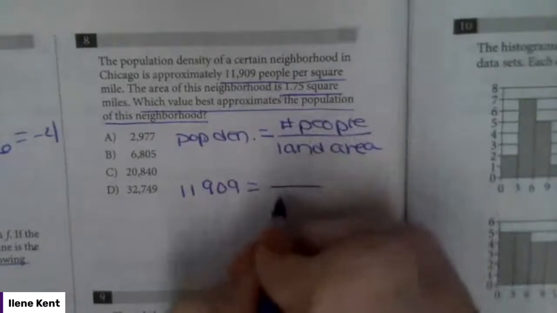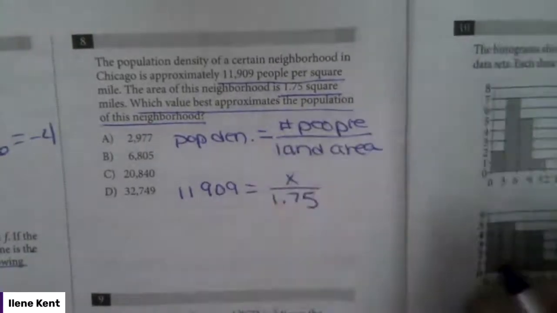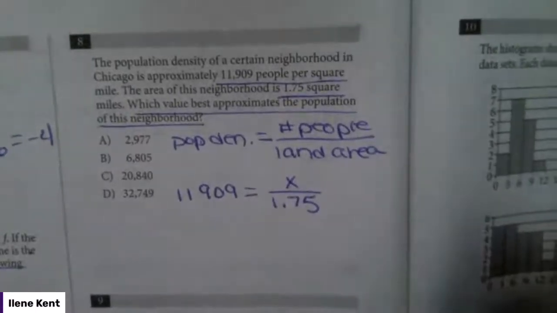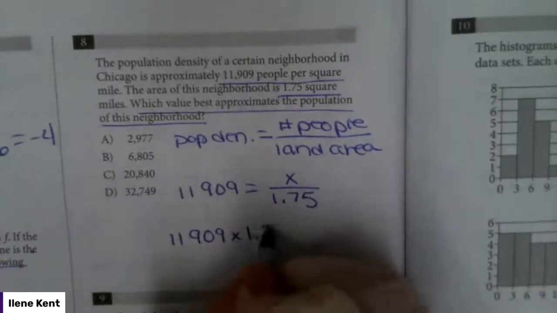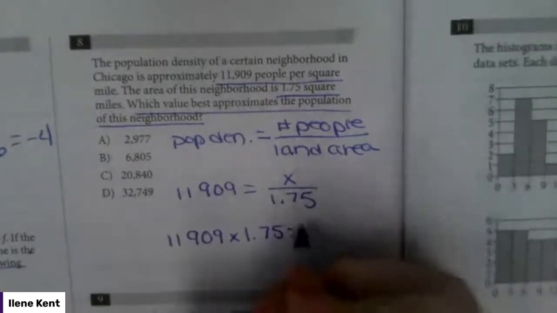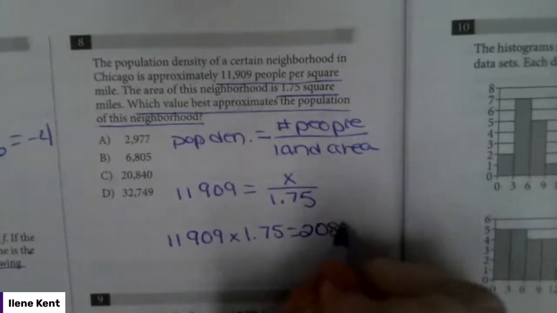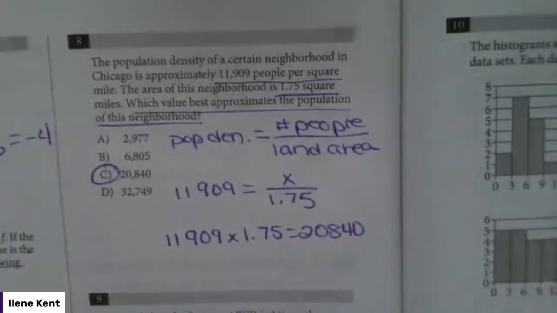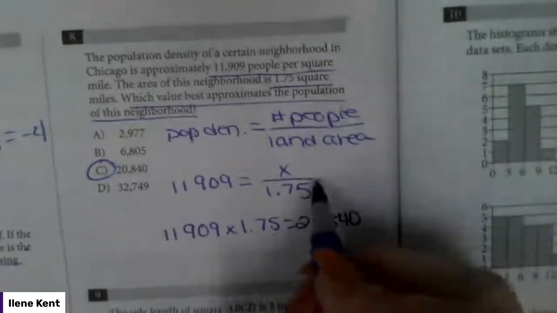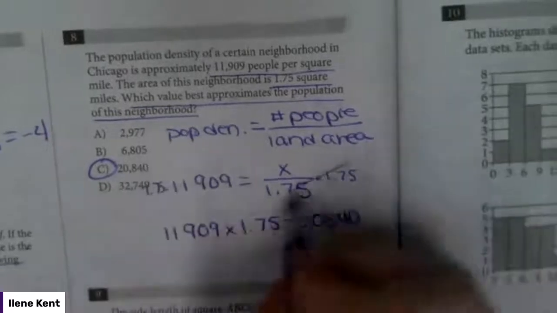We know our area is 1.75. What we don't know is the number of people. So in order to solve that, we need to multiply by 1.75. We do have our calculator for this part, and we will get to 20,840. Oh, option C. And the reason we multiply is to get rid of the fraction right here. And of course, whatever we do to one side, we do to the other side to isolate that x.